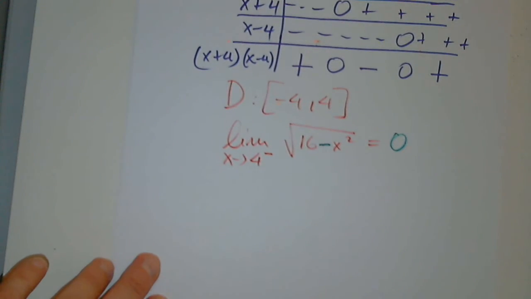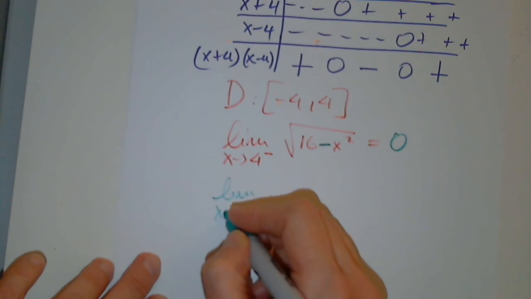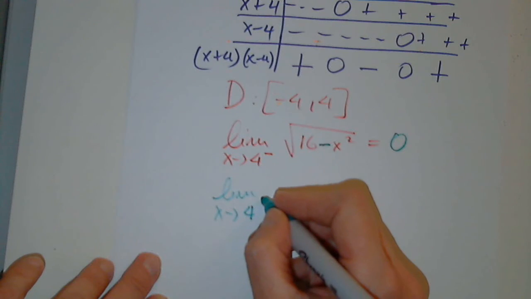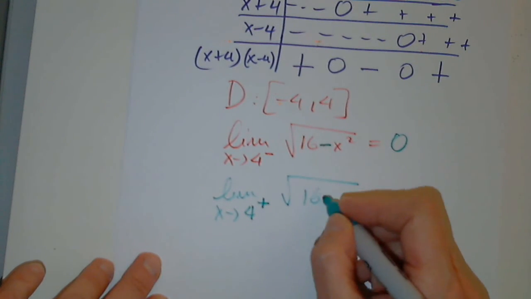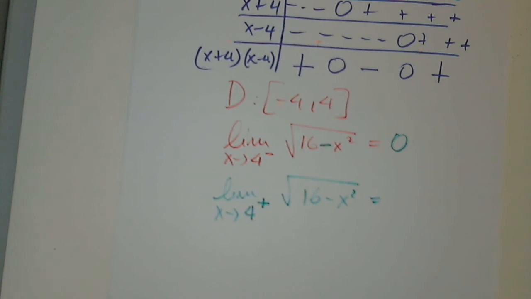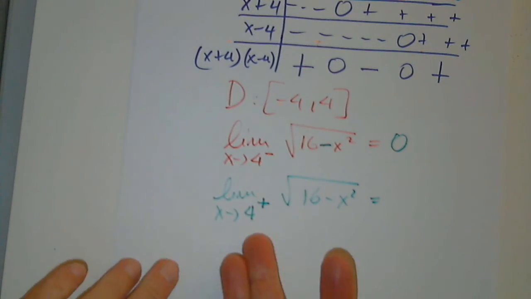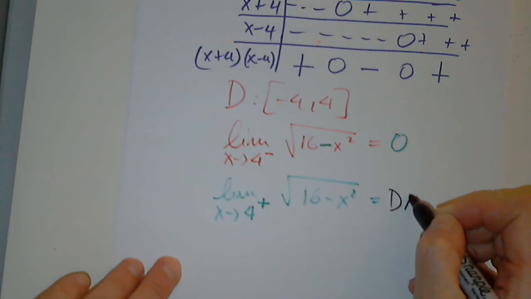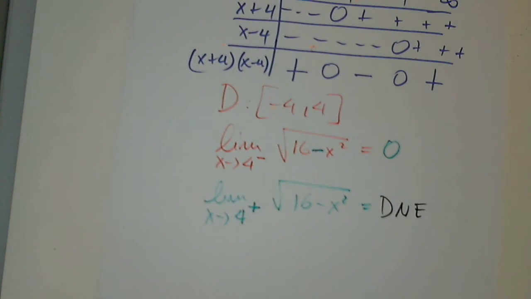Excellent. What if I ask now, limit as x approaches 4 from the right of the square root of 16 minus x squared? What would you say now? Doesn't matter. Exactly, because the function is not defined on the right-hand side of 4. Great job.